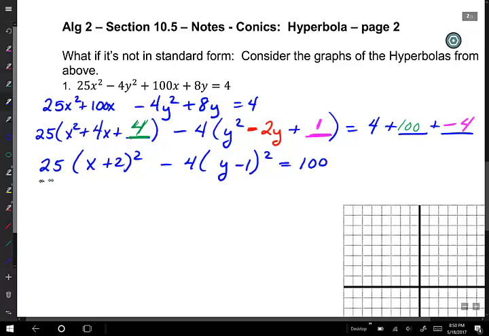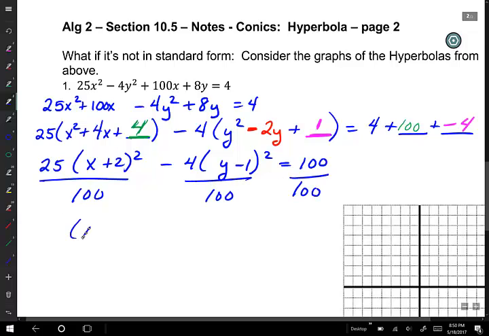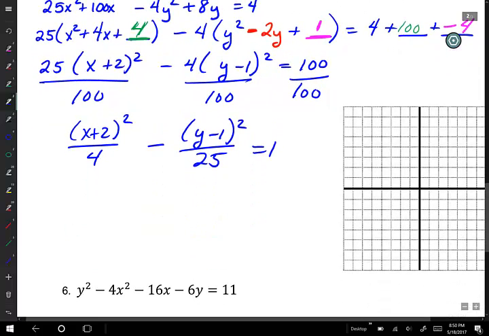Just like before, we divide everything by 100 to get our final answer. So our final answer is x plus 2 squared over 4 minus y minus 1 squared over 25, and this equals 1. So let's graph this after we identify our center of negative 2, positive 1. A is 2, B is 5.